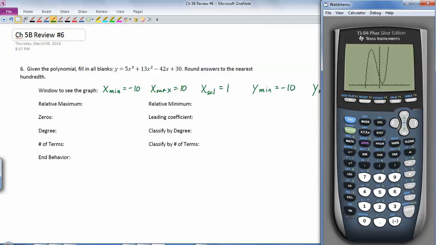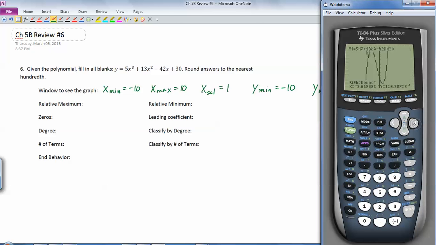So remember that the calc menu is pretty much your best friend for graphs. So if I go to second calc, there's number 4, maximum. Then it's going to ask a few questions. What's on the left of the maximum? So you can see the cursor's here right now. I need to get it until it's on the left side of the max. And anywhere on the left is fine. So that's a good spot. And I'll hit enter.